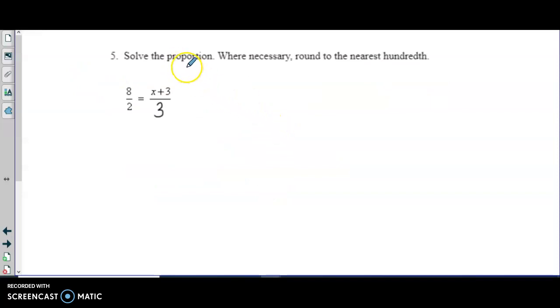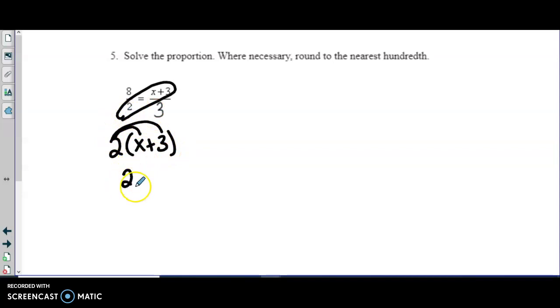All right, solve the proportion. So when we have a proportion, remember we cross multiply. Now this one's a little bit tricky because you have to multiply 2 by the entire top. So we're doing 2 times everything in the top, which really means that we're distributing that 2 to each of them. We're doing 2 times x, and we're doing 2 times 3. You cannot just do 2 times x and then leave the 3 alone and just put plus 3. You have to make sure when you multiply that 2 that you multiply it to the entire thing.